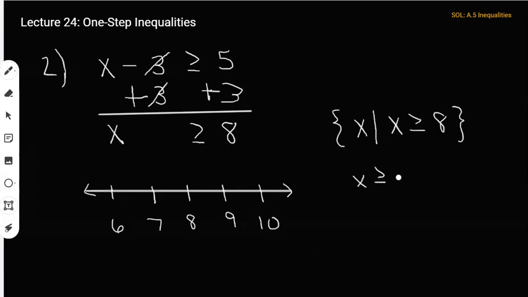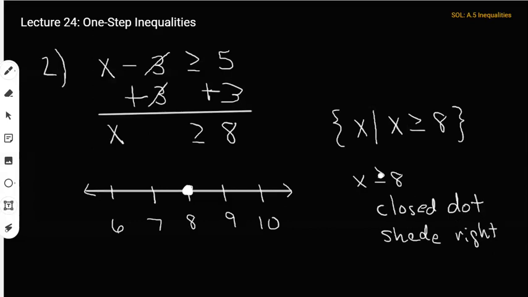So since I have x that's greater than or equal to 8, I'm going to need a closed dot. So I'm going to put a closed dot on 8. Looks like that. An open circle, but I fill it in. So now it's a closed dot. And since it's greater than or equal to 8, that means that I'm going to shade to the right. So that greater than symbol is going to tell me to shade to the right. And that's my answer.